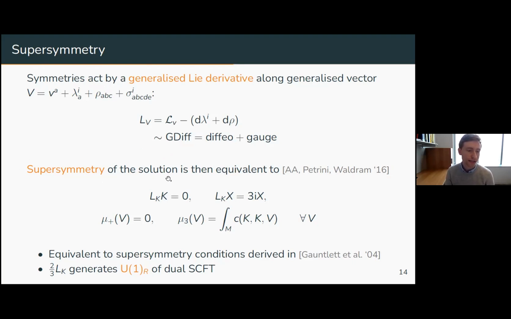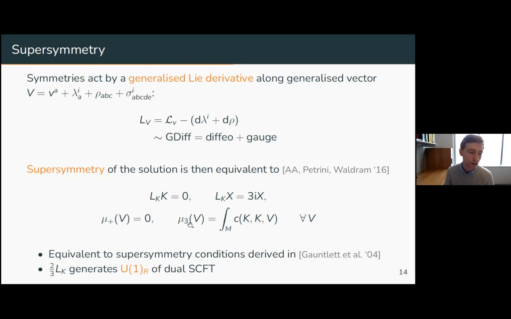Supersymmetry of the solution is then equivalent to some differential conditions on this pair of structures X and K. The supersymmetry conditions are just given by this odd-looking collection of conditions here that I won't really go through in much detail. This just says that K is something like a Killing vector for the solution.